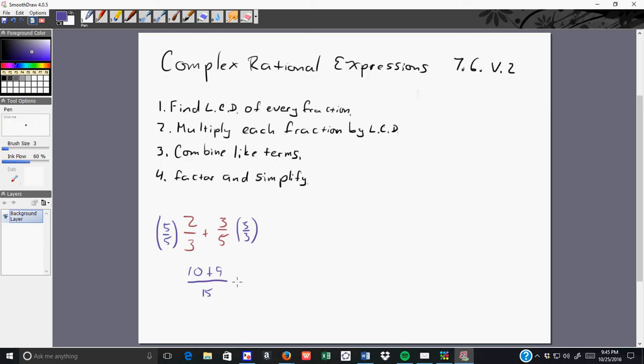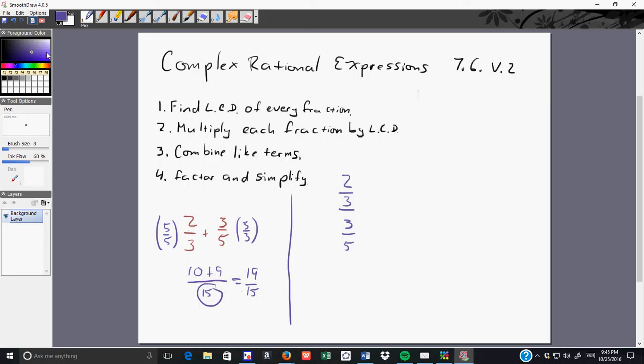I would get 19 over 15. But we are not doing that in this case. So if I had, and here's where it's different, I'm not trying to add them. I'm trying to simplify them. And so what I'm going to do is, I recognize that my lowest common denominator is 15.